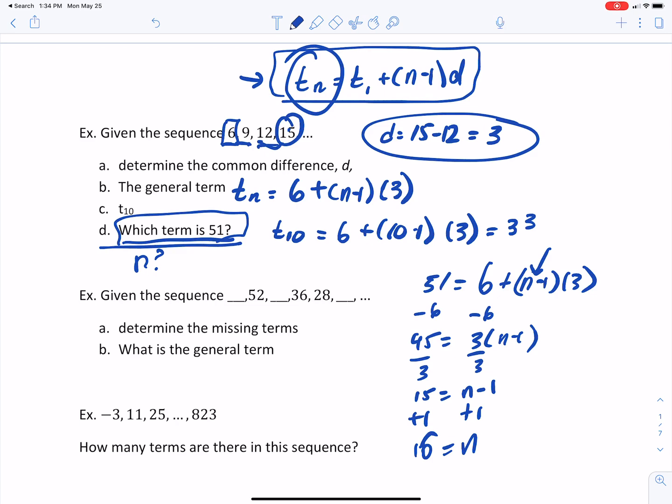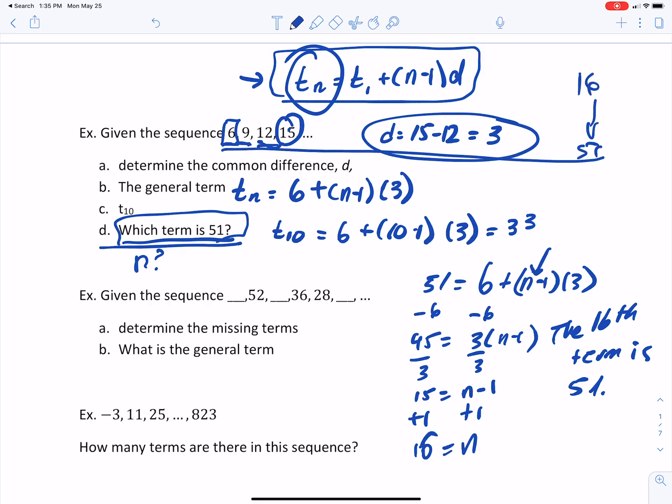So this is the 16th term. So I could say the 16th term is 51, without having to write out all of the terms until I find, oh, the 16th one was 51. I can use these formulas. Okay, let's go and clean up some space here and try some of these other problems.